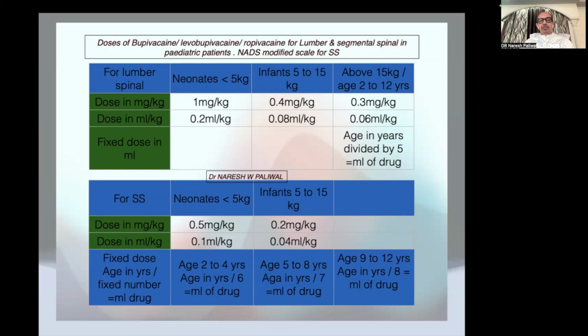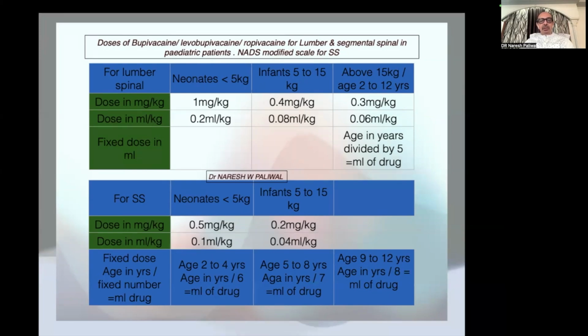And for segmental spinal, this is the formula I have created. I labeled it as the Neuraxial Anesthesia Development Society modified scale for segmental spinal. The formula for neonates and infants, in milligram per kg and ml per kg, is just half the dose that is used for lumbar spinal. And for children up to 2 to 12 years, I have some fixed formula in ml per kg, and I have divided it into 3 groups.